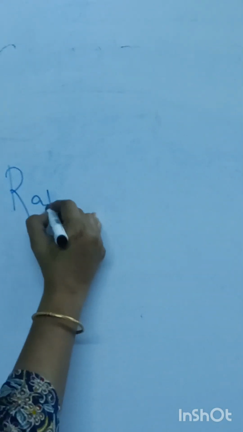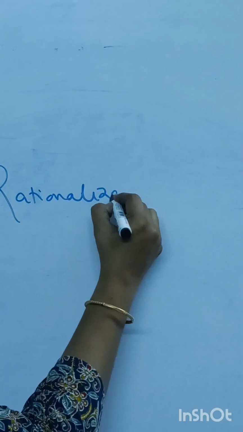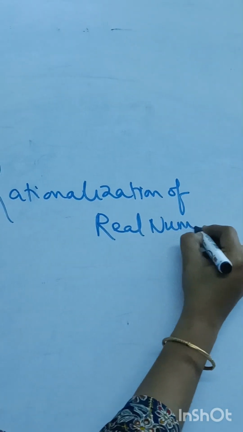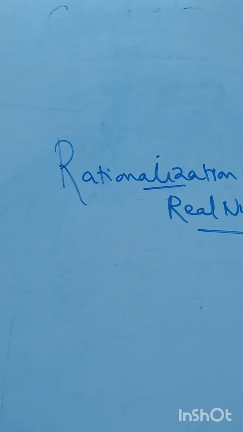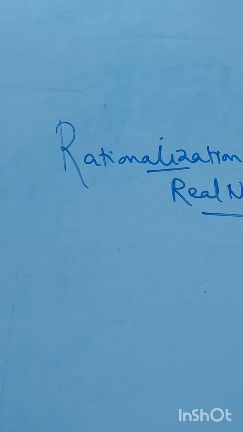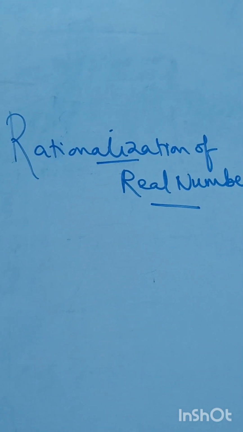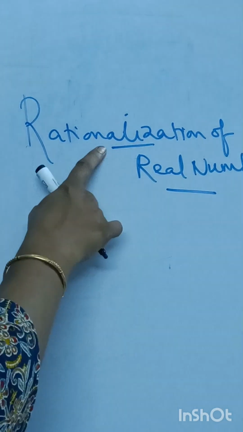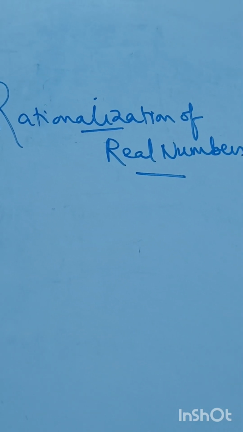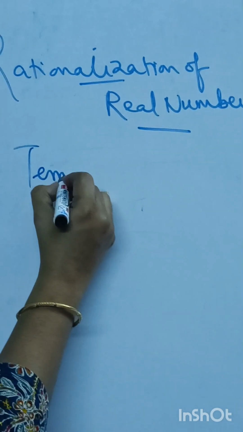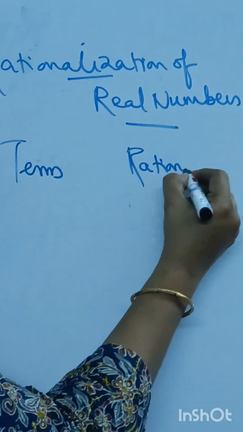Now we will see rationalization of real numbers. What is meant by rationalization? If a given number is transformed into an equivalent form in which the denominator is a rational number, then this process is called rationalization. And we have certain terms. And what is the rationalizing factor? Here, terms and rationalizing factor.